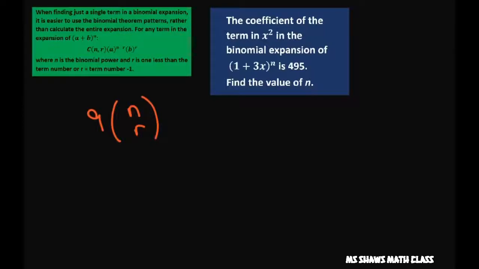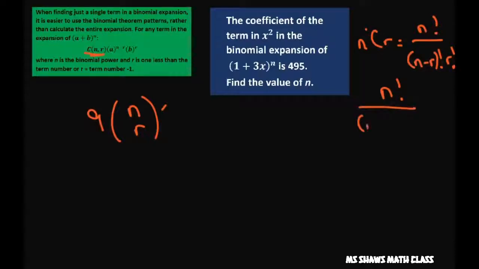Now let's look at what n choose r really is. So whether you look at it this way or this way, n choose r, and I'll write it this way, equals n factorial divided by n minus r factorial times r factorial. Now I know my r is 2, so we have n factorial divided by n minus 2 factorial times 2 factorial. And 2 factorial just equals 2, because that's 2 times 1. So we know that equals 2.